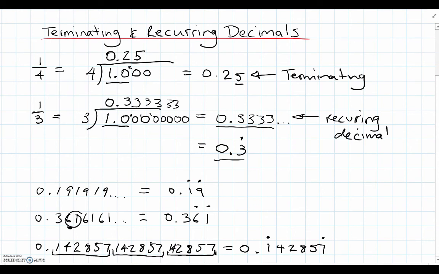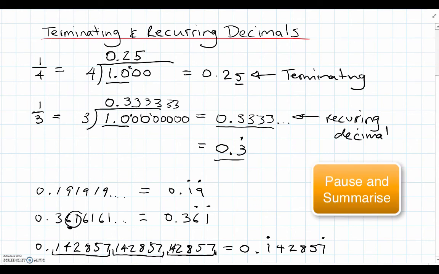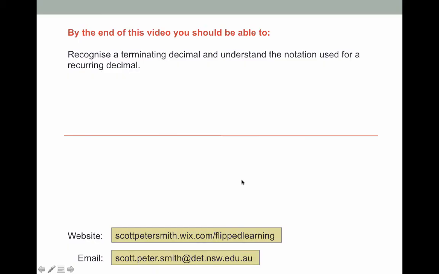You'll now need to pause and summarize the video in order to get down the notes for terminating and recurring decimals. And that's it. Hopefully now you understand what a terminating decimal is, and you also understand the notation used for a recurring one. Good luck.